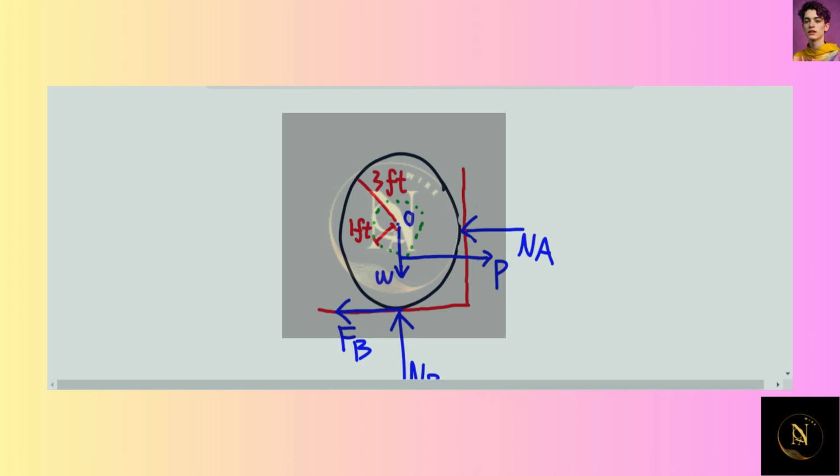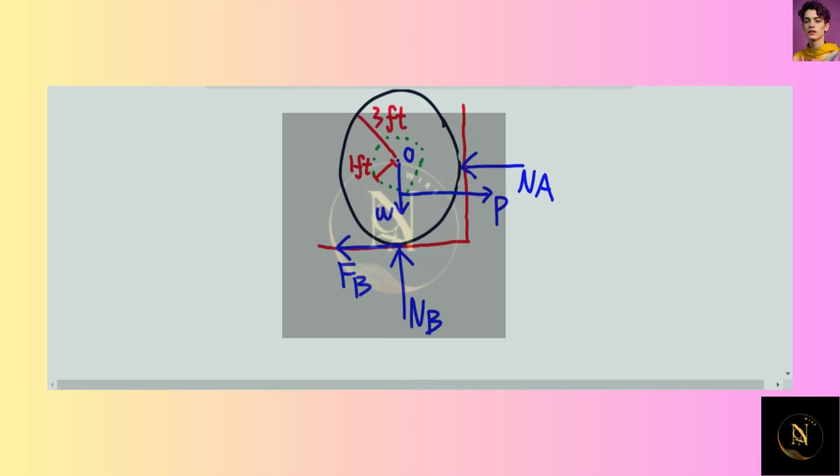Okay, so this is the force diagram for this question. Since the spool of wire is in equilibrium, the net force along the x and y directions should be 0. We also know that the wall at point A is smooth, therefore there's no friction at point A. So now let's take a look.